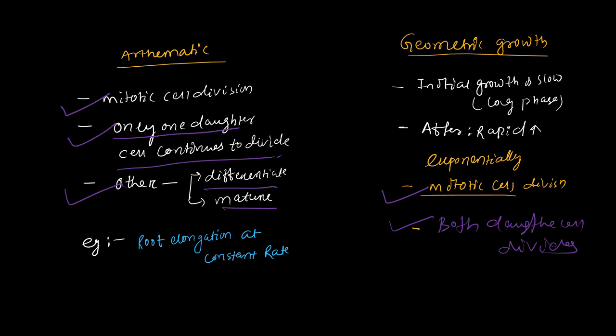Next, in geometric growth we see initial growth is slow. First is initial growth, which is slow. After some time we see rapid growth, which is rapid division.